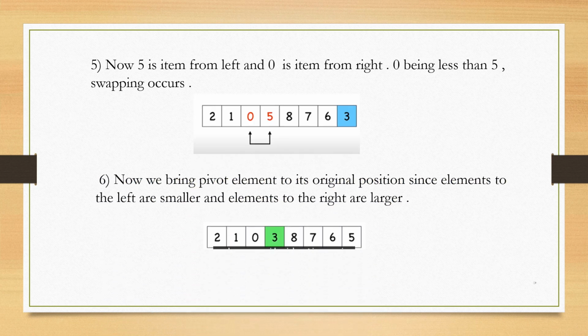Now 5 is the item from left and 0 is the item from right. Swap their positions. One more time, this time the item from left has a greater index than the item from right, therefore no swapping occurs. Now we swap the item from left with our pivot element, which is 3. Now 3 is in its correct position as it satisfies all the 3 conditions.